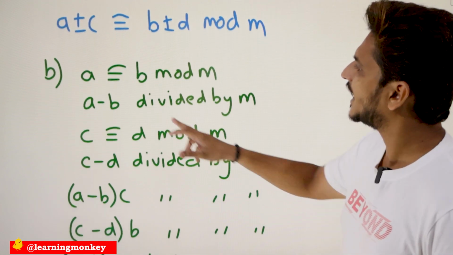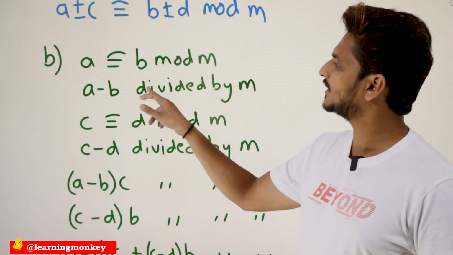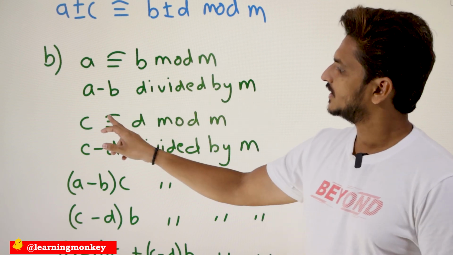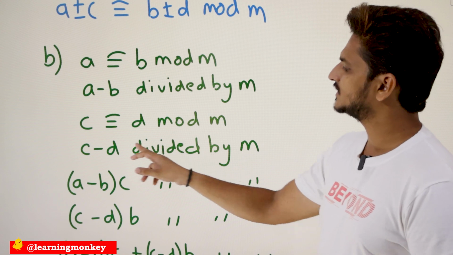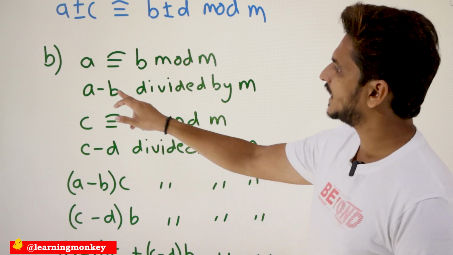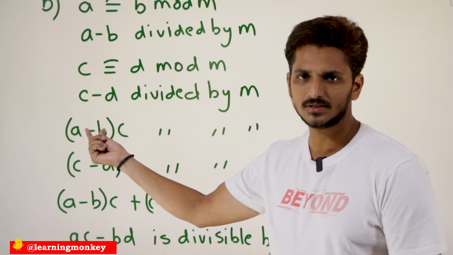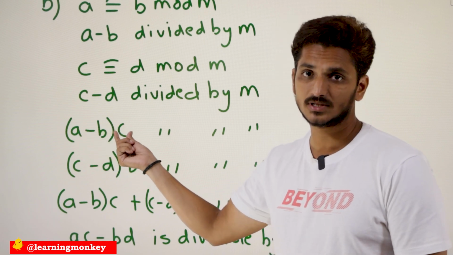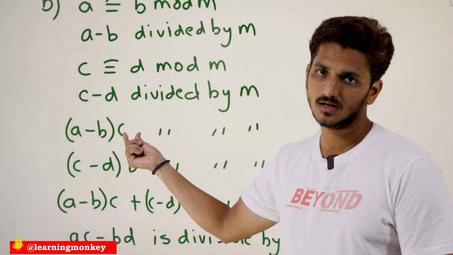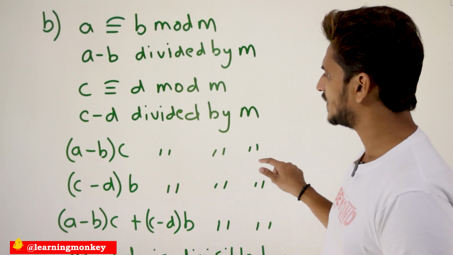Now take this. A congruent to B modulus M means A minus B is divisible by M. C congruent to D modulus M means C minus D is divisible by M. A minus B divisible by M means multiplying this with some constant C, definitely it is going to be divisible by M.